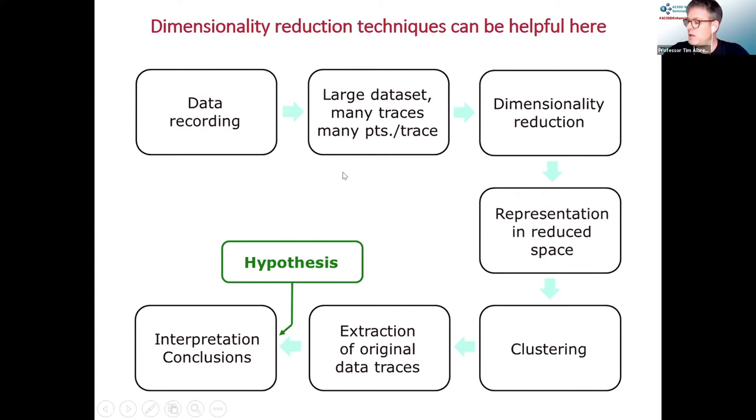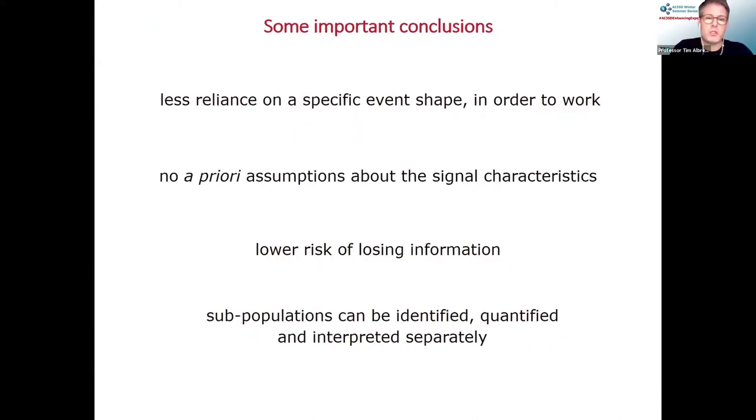Again, if you look at this at a higher level, going from a data recording to dimensionality reduction and ultimately interpretation, the nice feature of this is that the hypothesis for interpreting the data only enters at this final stage, after you've extracted original data traces and try to understand what was actually happening during the experiment. An approach like that would be less reliant on specific event shapes in order to work. You don't have to make any a priori assumptions about the signal characteristics. Therefore, there's lower risk of losing information. And now you can also identify subpopulations, quantify them, and then interpret them separately.